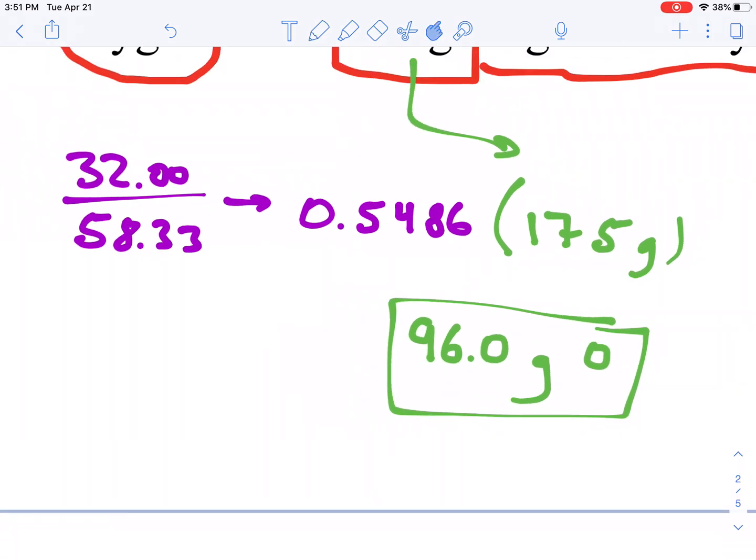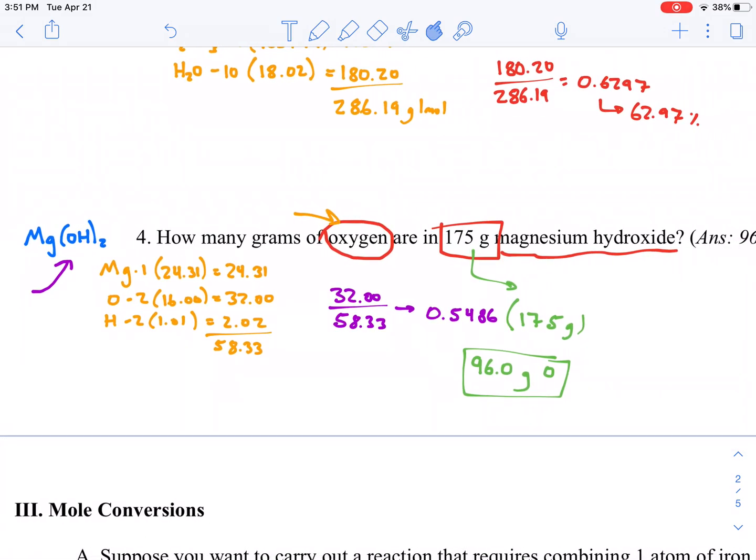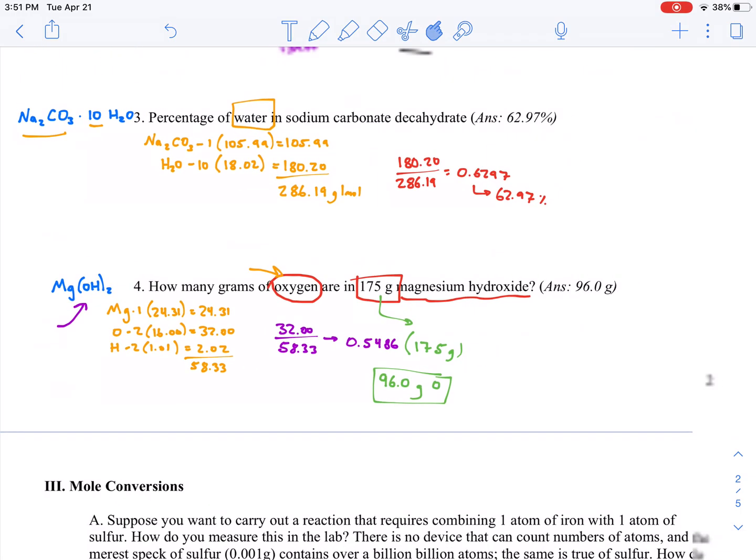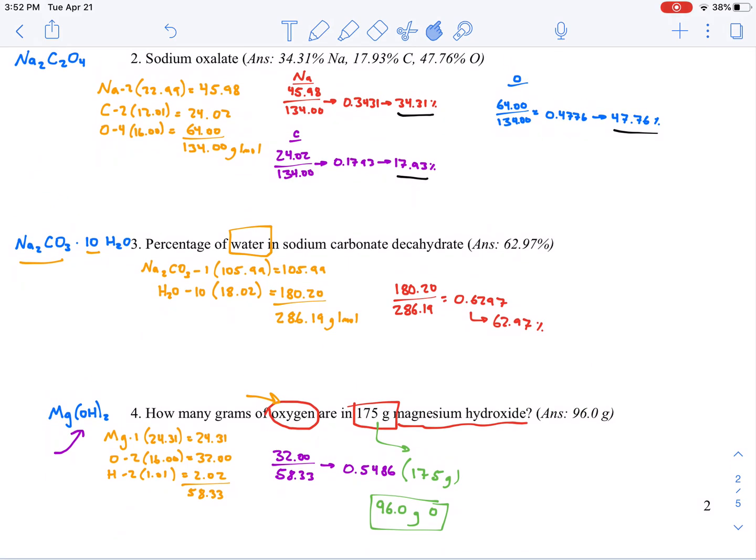Because if the sample weighs 175 grams and 55% of it is oxygen, then 55% of that 175 is the oxygen. You'll notice that 175 has 3 sig figs, and you'll notice that we finished off with 3 sig figs at 96.0.